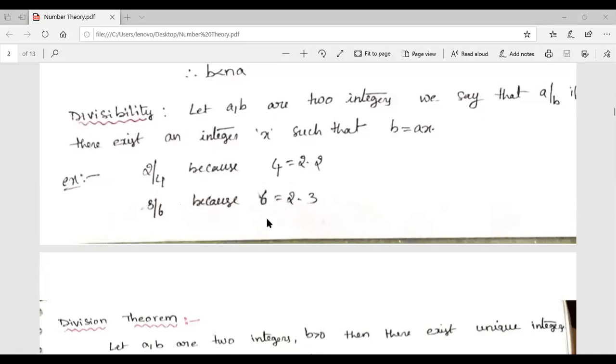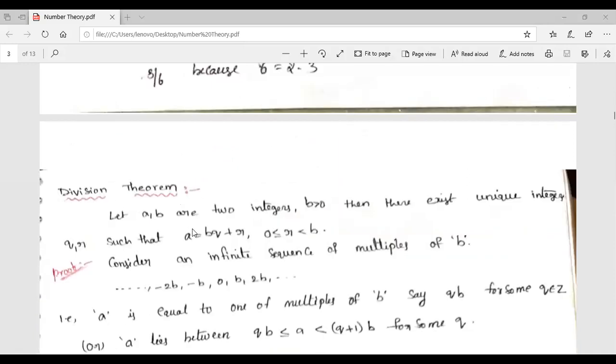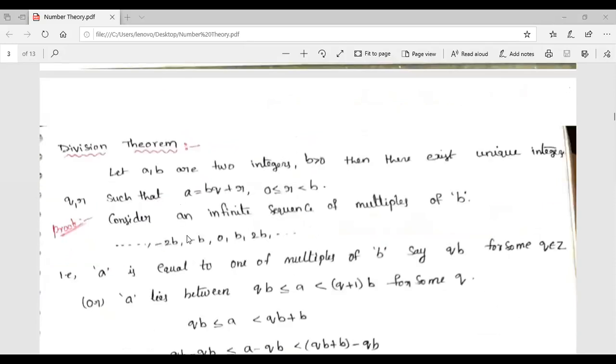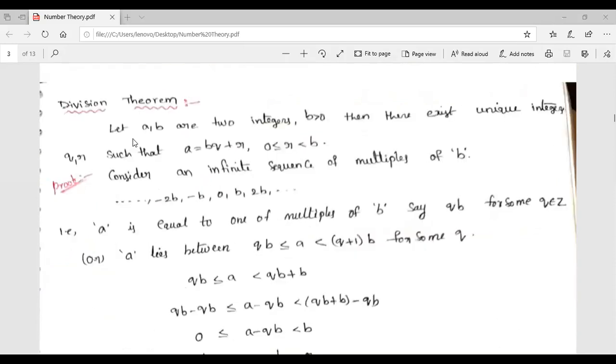And next one, division theorem. The statement of the division theorem is: let a, b be two integers, b greater than 0. Then there exist unique integers q, r such that a is equal to bq plus r. Here r is in between 0 and b, so 0 less than or equal to r less than b.